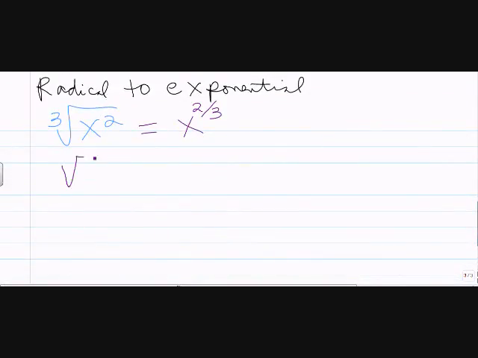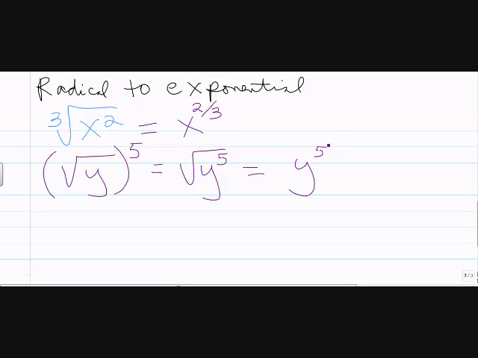If I go square root of y, all of that to the 5th, well, that's just the square root of y. I can bring the 5th back in. So that means y to the 5th, and the square root, there should be a 2 right there, so 5/2.